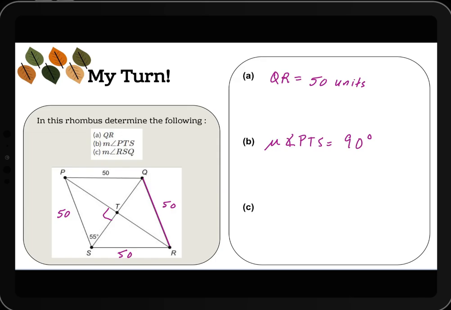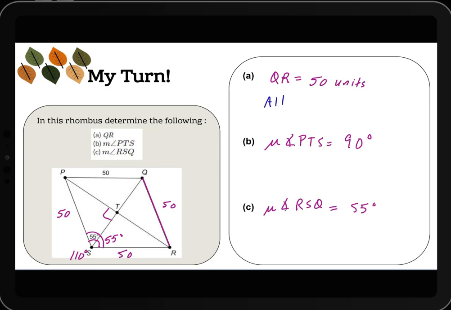And then lastly, the measure of RSQ. The measure of the angle RSQ is going to equal 55 degrees. RSQ is located right here. The diagonals bisect the angles, and they actually gave us the other half of that entire angle. So the whole angle is 110 degrees. Half of it's 55, so the other half has to be 55 as well. I'm utilizing those properties to answer these types of questions, right?